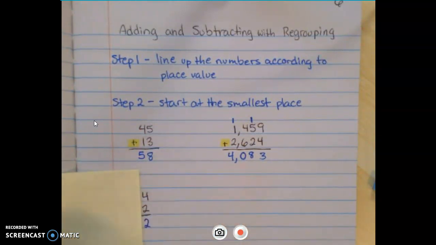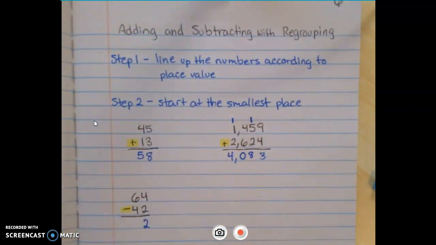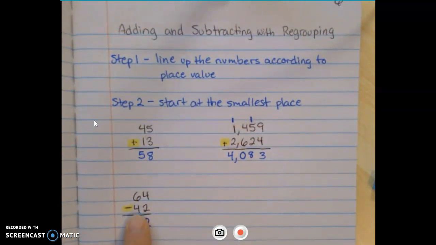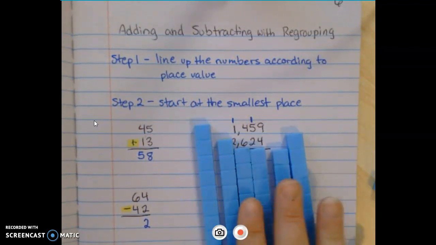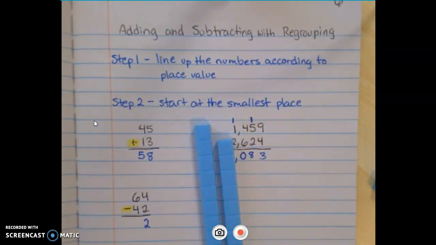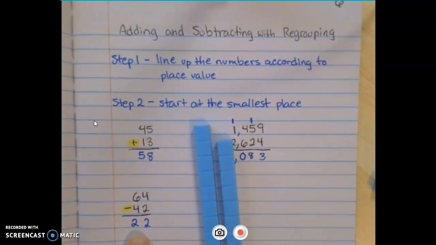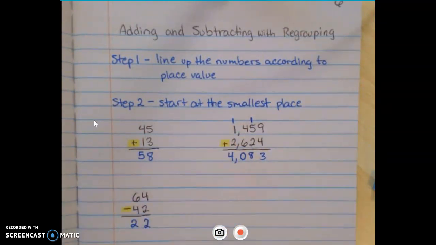Now let's move on to my tens place. I have 6 tens, take away 4 tens. So here I have 6 tens, 10, 20, 30, 40, 50, 60. And I want to take away 4. How many am I left with? 2 tens. That digit 2 goes in my tens place. This 2 in the tens place shows me that I have 20. So the difference between 64 and 42 is 22.